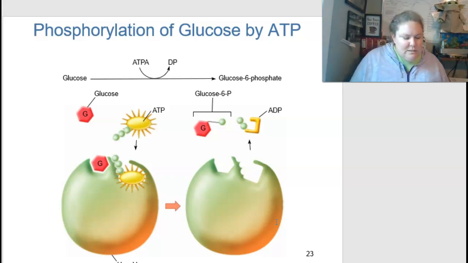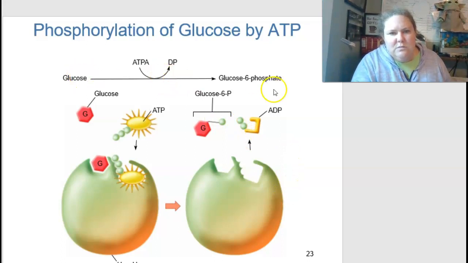So anyway, this one is the phosphorylation of glucose by ATP. This is, again, figure 8.14 in your book. The first step in catabolizing or breaking down the glucose is the addition of a phosphate from ATP by an enzyme called hexokinase. You can see here, glucose becomes glucose 6-phosphate through this reaction, right?